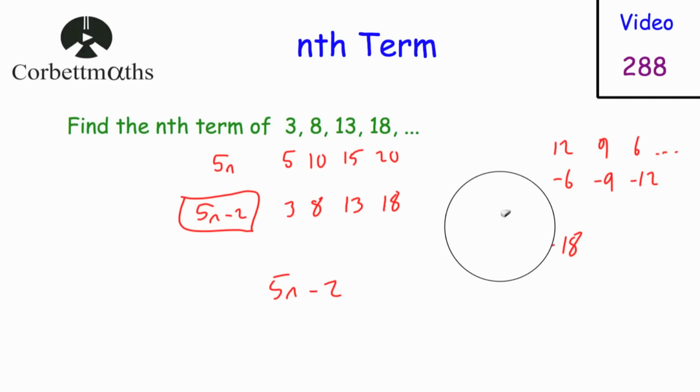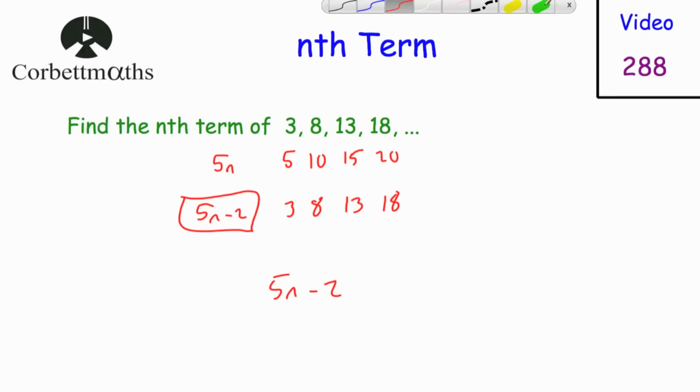Now the nth term is really useful, because we can use the nth term to work out terms in the sequence. If we had this sequence 3, 8, 13, 18, and someone asked me to find the 100th term in the sequence, rather than carrying on the sequence for 100 terms, I can use this nth term.